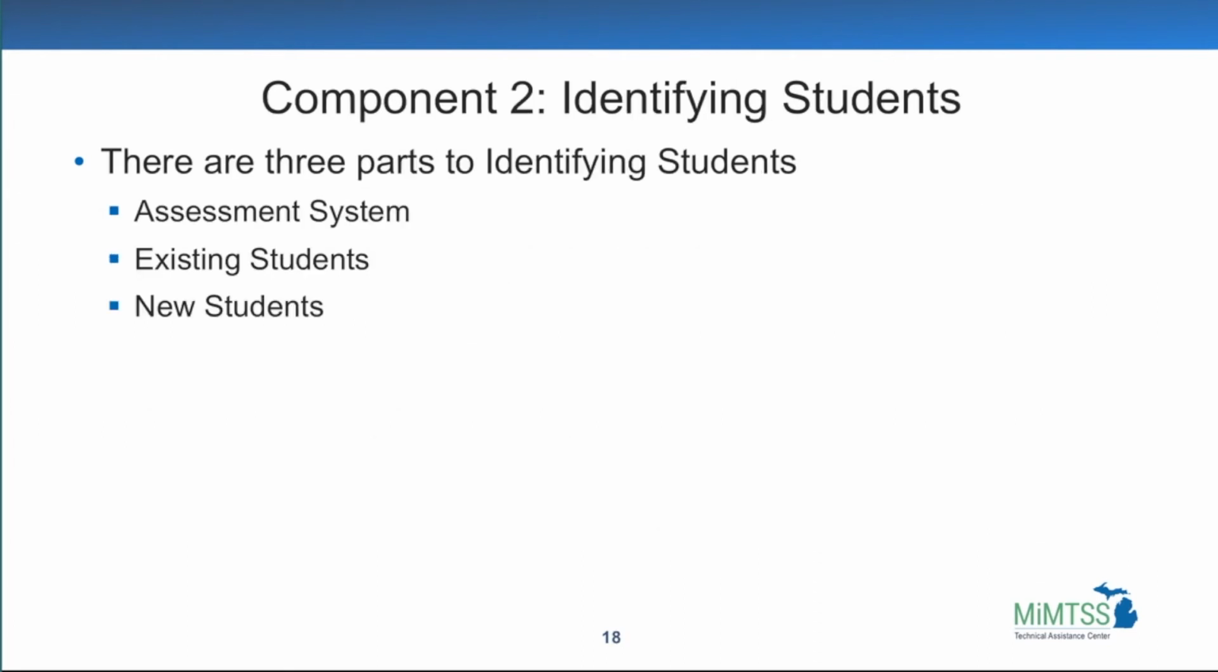Component 2 is identifying students in need of intervention. There are 3 parts or sets of decisions related to identifying students. One is establishing your assessment system, or the what, who, and when of collecting student data. Next is how and when existing students in your school are identified as needing intervention, such as after a screening window. And lastly, how, who, and when will new students who move into your school be efficiently identified if they are in need of interventions?